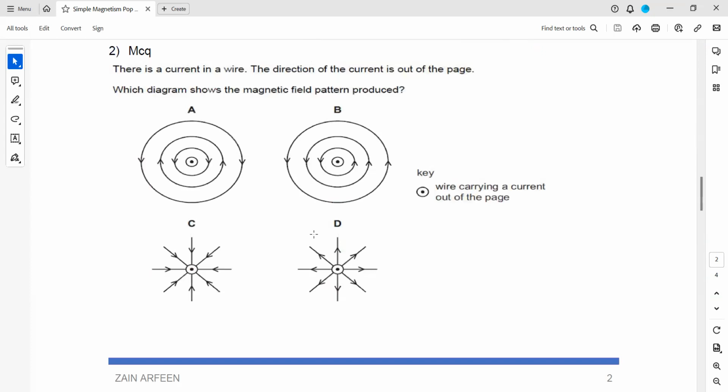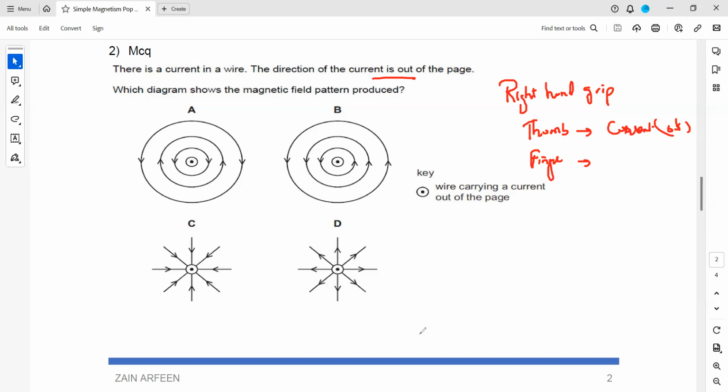In question 2, you need the direction of a magnetic field for a wire which is carrying a current out. So you have to use the right hand grip rule. According to the right hand grip rule, your thumb will represent the direction of the current. In this case, the current is pointing out. So your thumb should point out here, and your fingers will turn in the direction of the magnetic field.